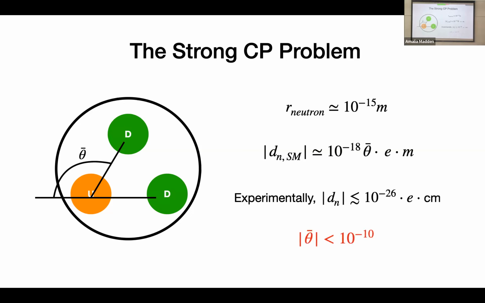We have an upper bound, and it's about 10 to the minus 26 times the charge of the electron times a centimeter, which means that our theta angle, which we might have expected to be order 1, is actually smaller than 1 part in 10 to the 10. Really, really small. So again, we look at this and we say, how can we explain this? Is there a dynamical explanation?